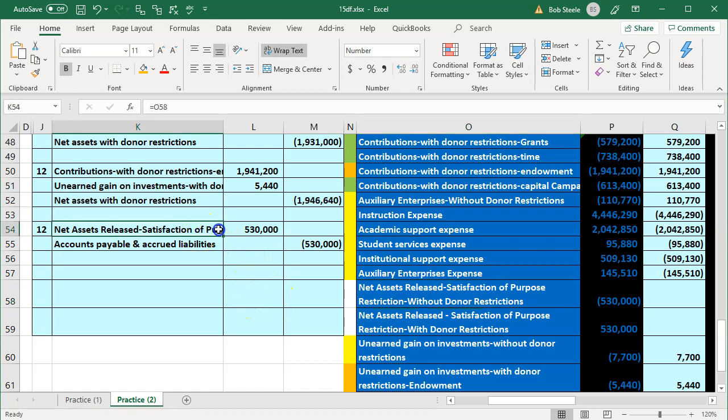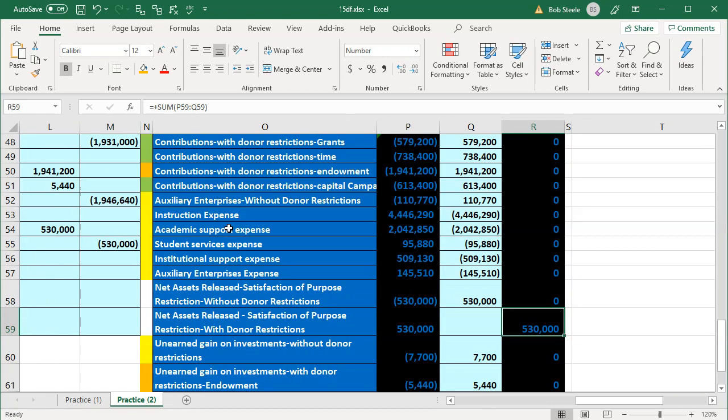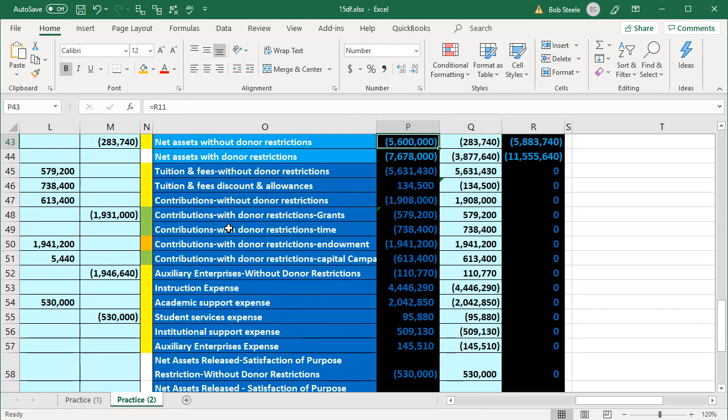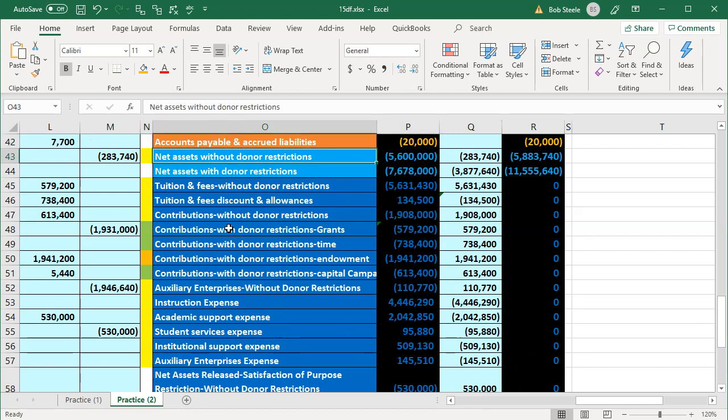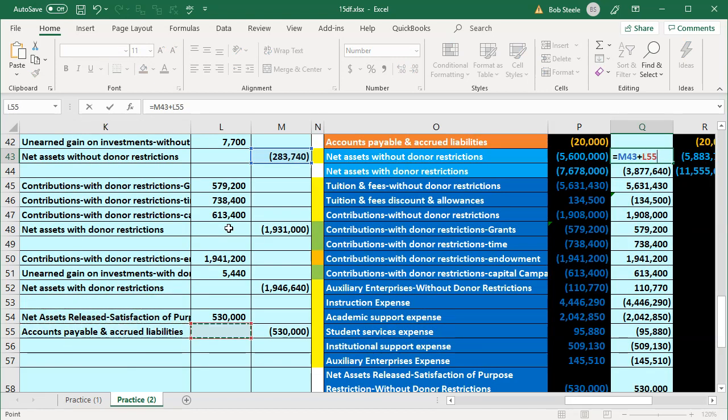We're going to post that out. Here is the debit. We're going to post that here. That's going to be in cell Q58, equals. We're going to scroll over to pick up that 530,000 and enter. And then the other side is going to go to the net assets without donor restriction. That's going to be in cell Q43. Something is in it. Therefore, we're going to say F2 plus F2, scroll back down, and pick up the credit amount.